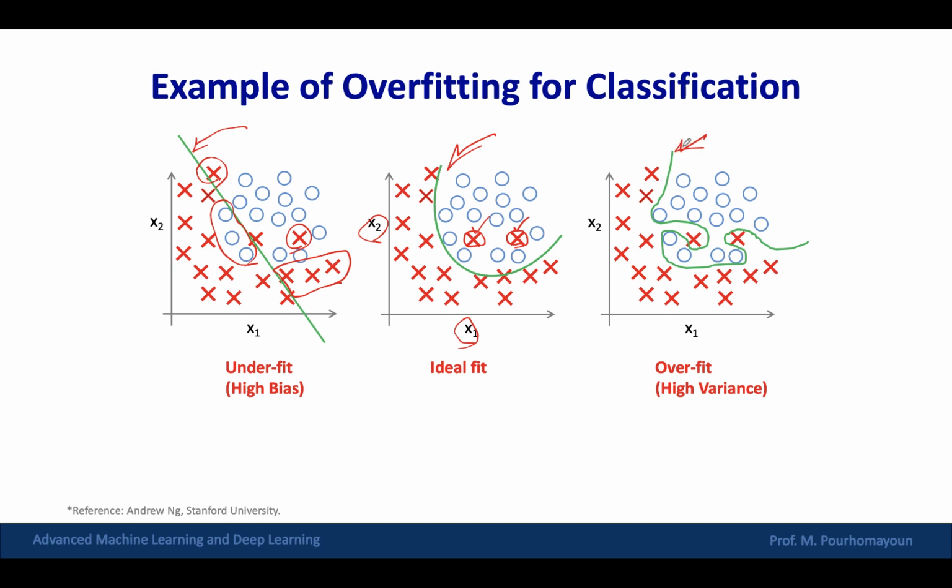But look at this model. It gives me great results on training, okay, by excluding these two from the blue group. But it creates a very complex model for me. So this is overfit. That probably does not work well in the future for future data.